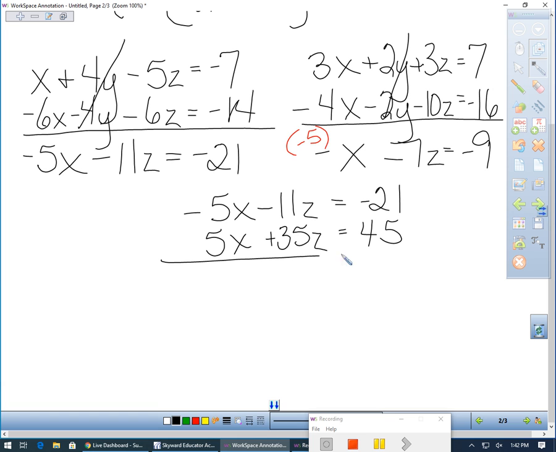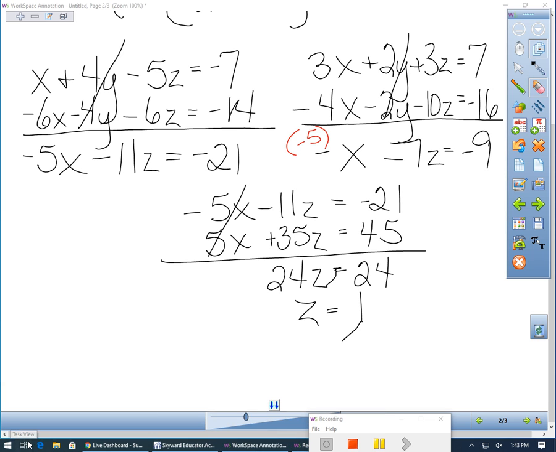Let's add these together. My x's drop out. What's negative 11z plus 35z? 24z. What's negative 21 and positive 45? 24. So tell me, what does z equal? Good. So now I got positive 1. What do I do next?